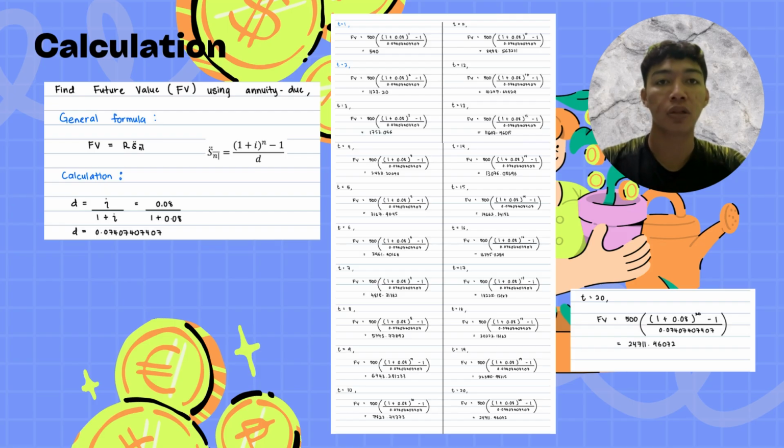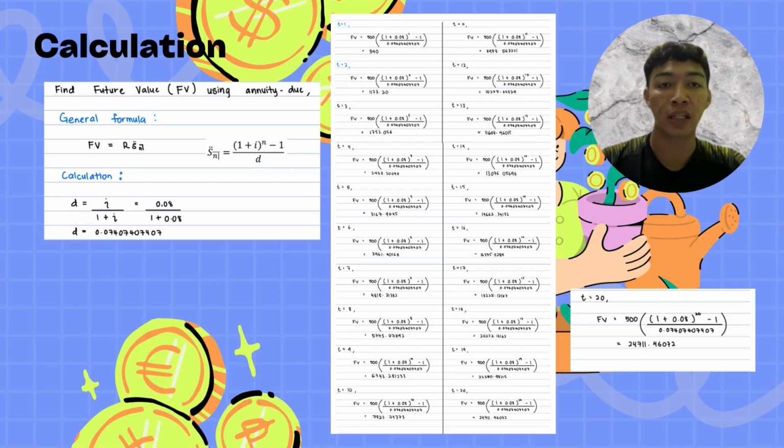Hi, in this video, I will show you how to calculate the future value of saving $500 every year for 20 years with an interest rate of 8% per year. Since the payments are made at the beginning of each year, this is called an annuity due. The general formula for the future value of an annuity due is FV = R s̈_n, where s̈_n is ((1 + i)^n − 1) over d.